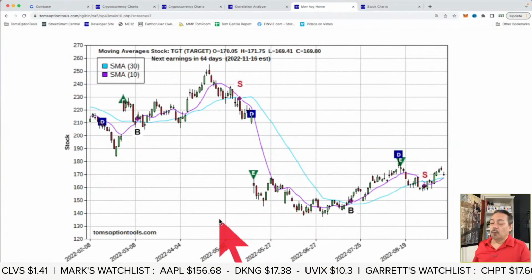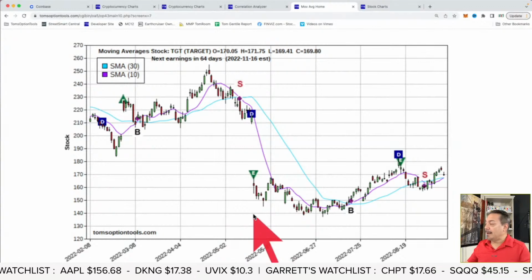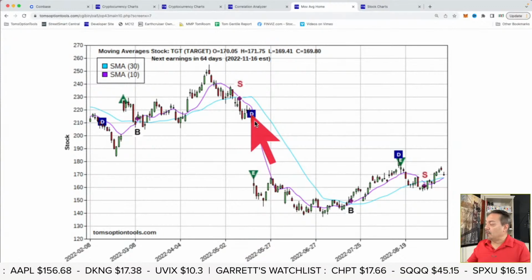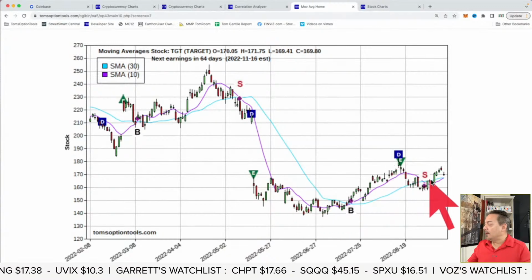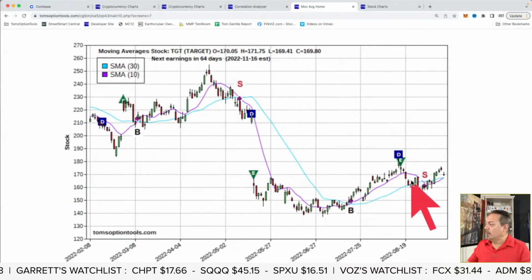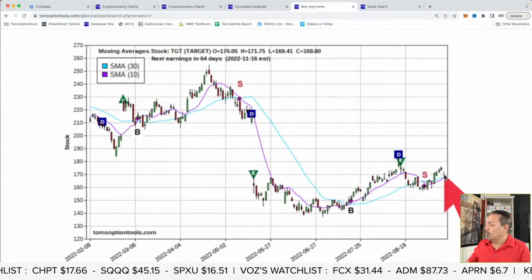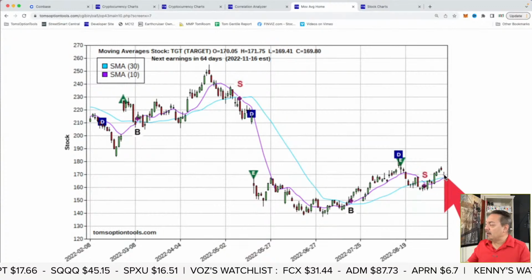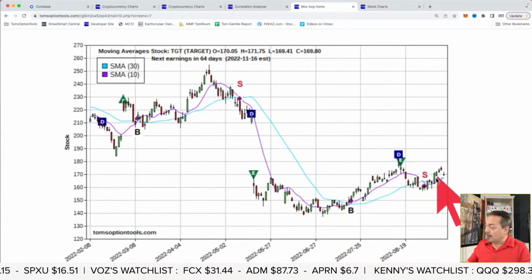And I got to tell you, Target, we know what happened with Target's earnings announcement that came out back in May. That had a 25% drop. Now, we've since then kind of gone above that. And I've got some interesting little buys and sells that are going on here in the past, but it looks like we're setting up for potentially another buy. Now, what I do like is I'm seeing these higher highs and higher lows.